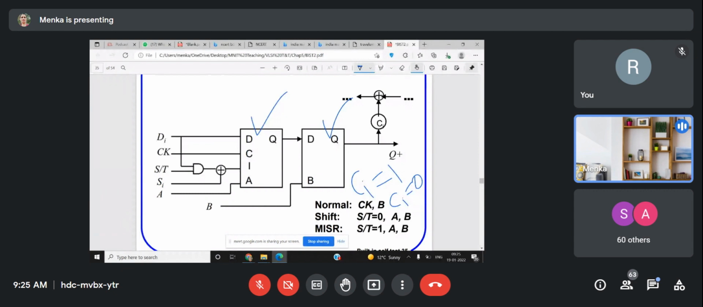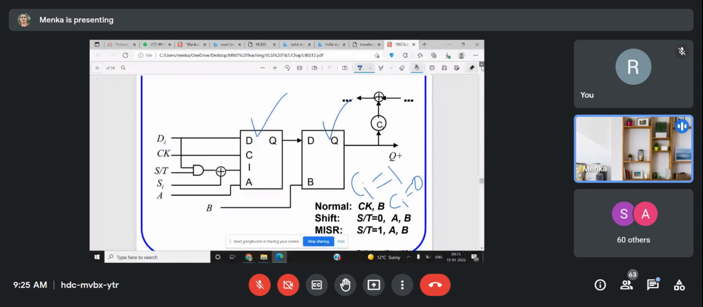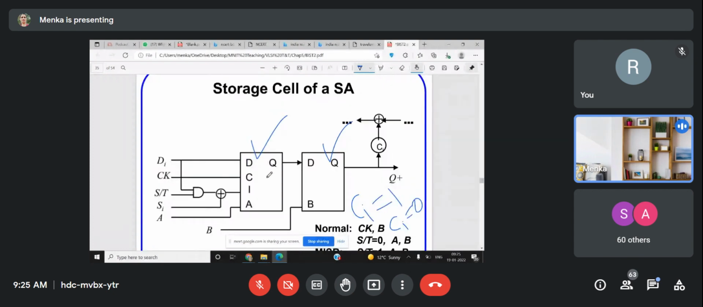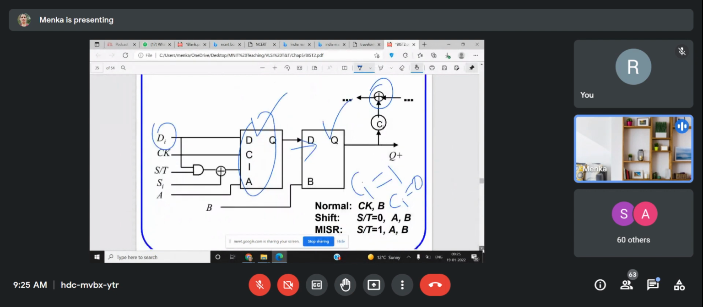Since we have multiple inputs, we'll be using two registers instead of one register. DI entry is here through this flip-flop, and then this is going to the next one, and then using this XOR gate later on. So this is the storage cell of the signature analyzer for the multiple input signature register.